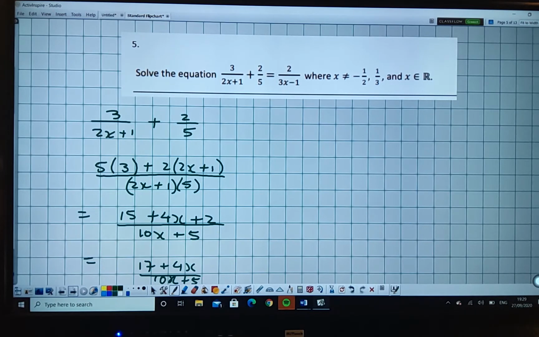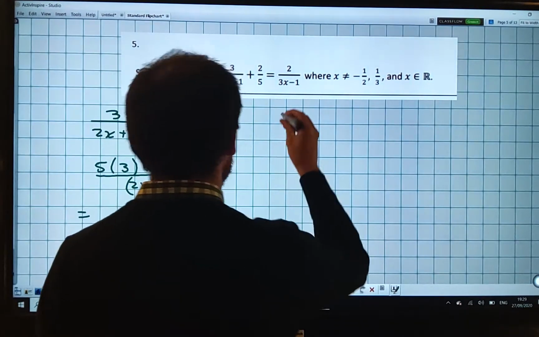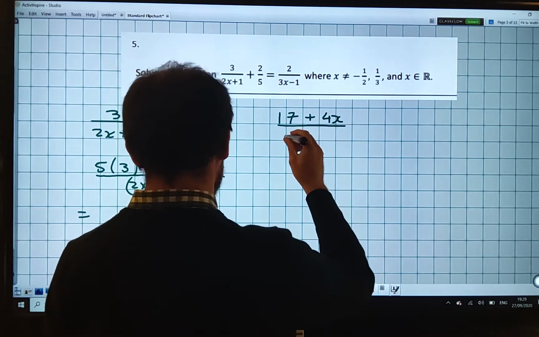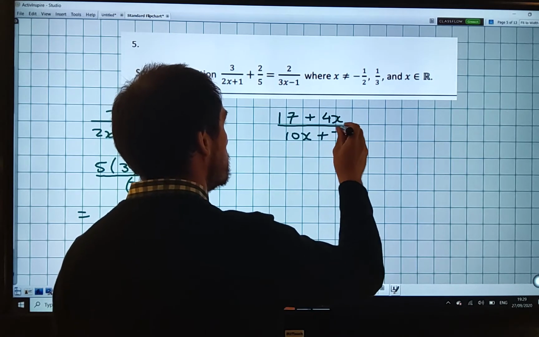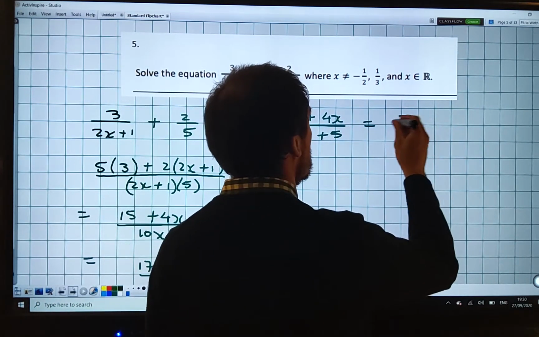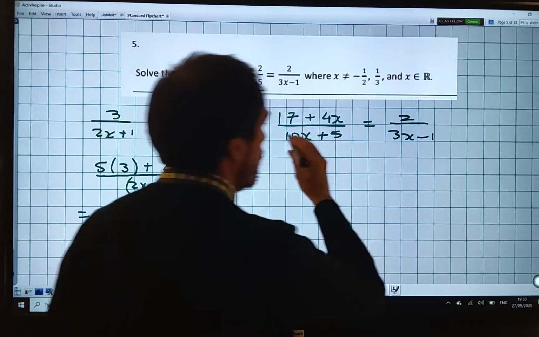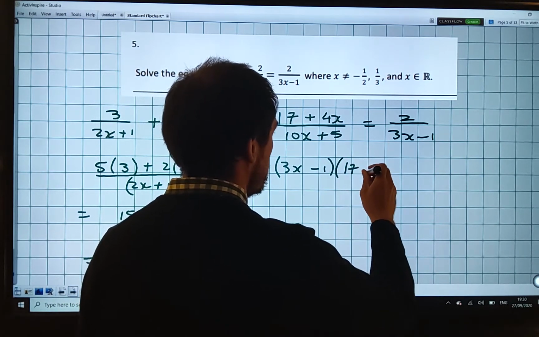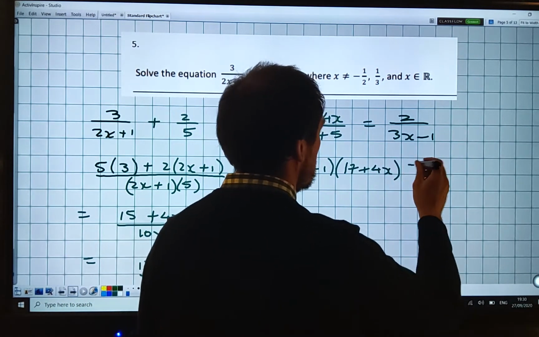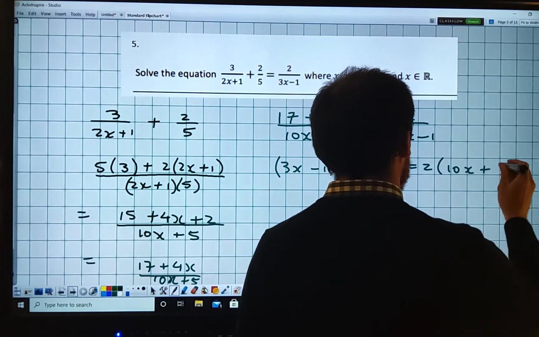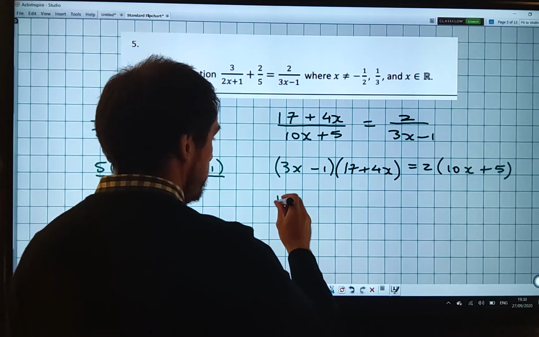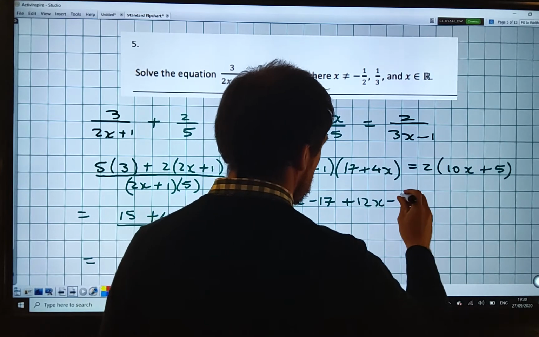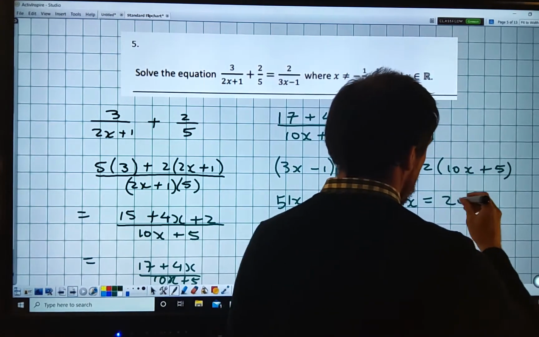Right, so I work that out first, and then you let that equal to as follows. So the next part is 17 plus 4x over 10x plus 5, and that's equal to 2 plus 3x minus 1. Now you cross multiply. So I'm going to have 3x plus minus 1 over 17 plus 4x, and that's equal to 2 times 10x plus 5. So that's 51x minus 17 plus 12x squared minus 4x equal to 20x plus 10.